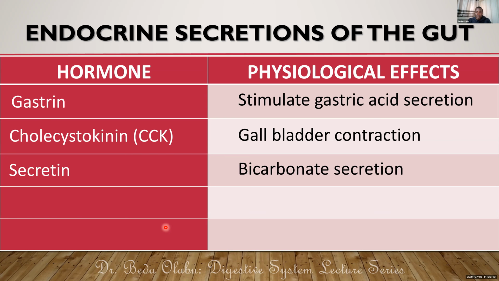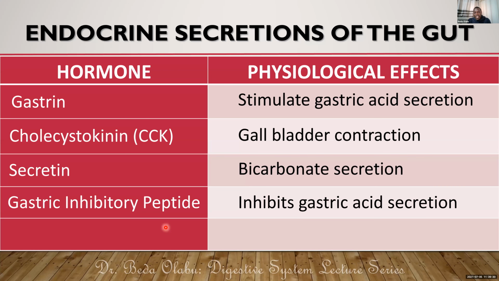Secretin is produced by the duodenum and jejunum. They act on the pancreas to promote bicarbonate secretion. GIP basically inhibits gastric acid secretion, and motilin stimulates gastric motility, peristalsis. There are many other hormones that you'll most likely have been already told. If not, you'll be told in the GIT physiology.